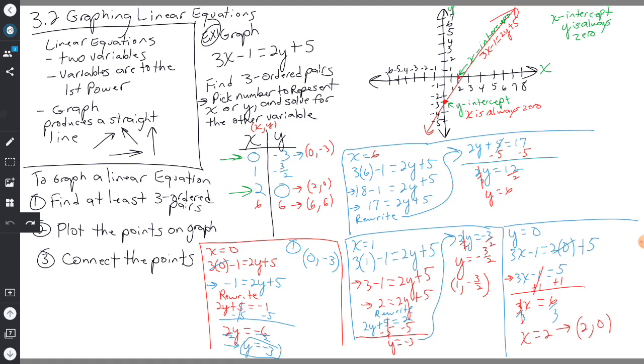When you graph, the way that we graph a linear equation is we want to find at least 3 ordered pairs. Once we find those ordered pairs, we can plot the points on a graph and then connect those points.